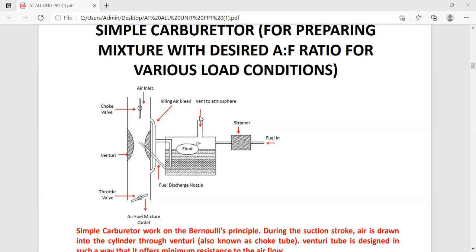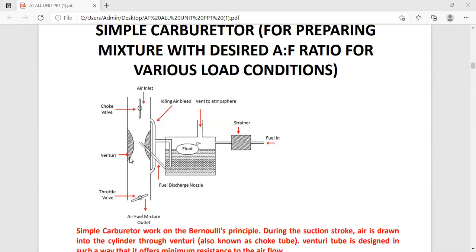So here atmospheric pressure acts on the fuel inside the float chamber, and as air is flowing here, it has higher velocity. At the throat, velocity increases and pressure reduces. Here pressure is below atmospheric, and there the pressure acting is atmospheric. So due to the pressure difference, the fuel will be sprayed into the air.